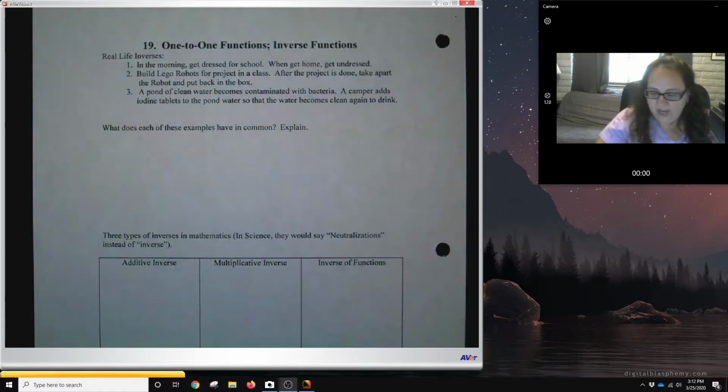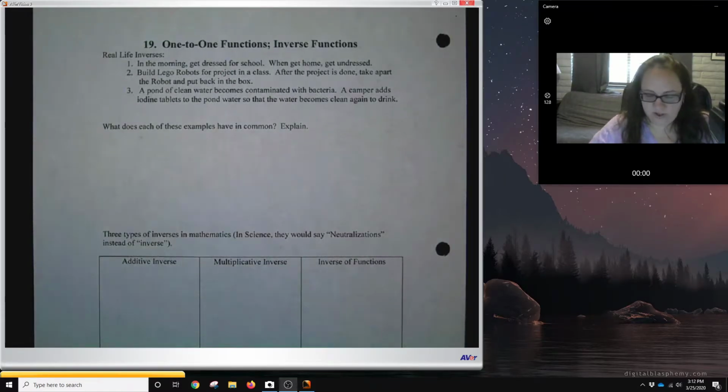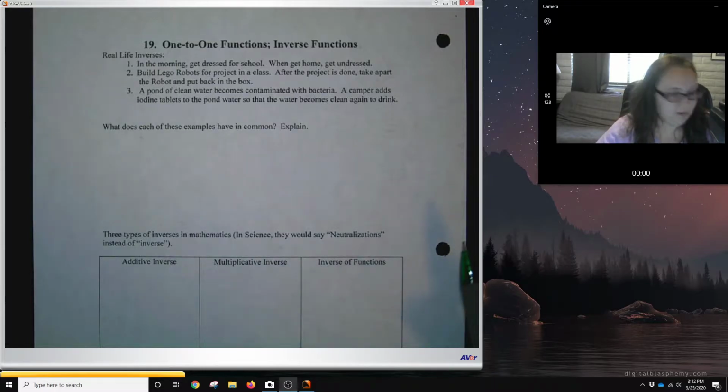Okay, so today's lesson is going to be about inverse functions. First, let's start by talking about what is an inverse. If we take a second and read numbers 1, 2, and 3, which I will give you a second to do.